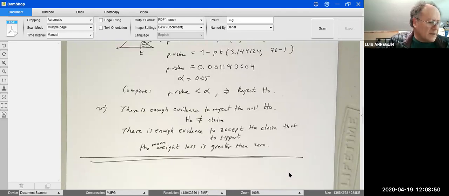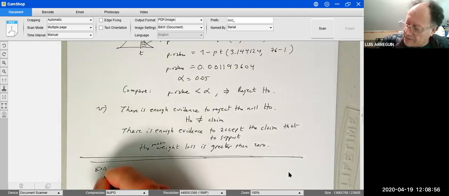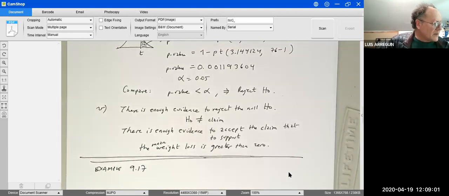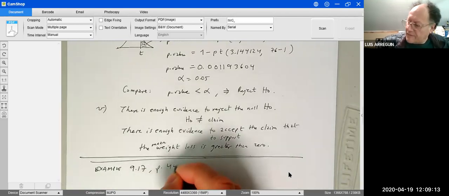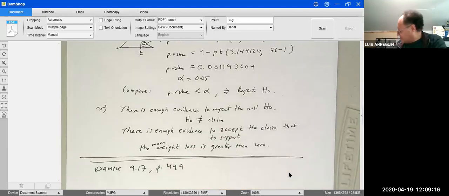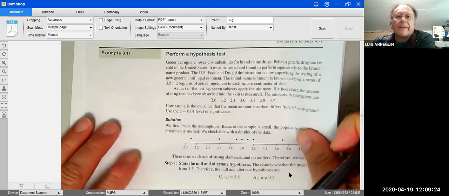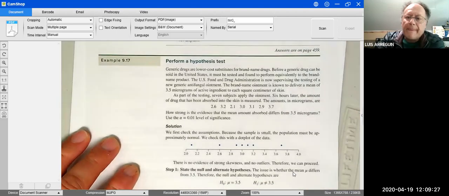Okay, I'm going to solve one more problem, and then you're going to have examples to work on. So we're going to solve example 9.17. So problem 9.17 is on page 449. So let's see this problem. So we have here 9.17, and the problem says the following.